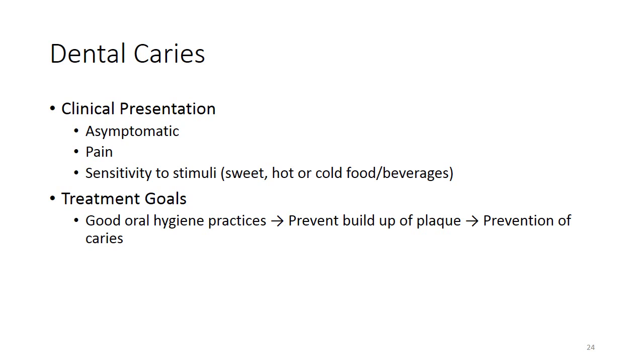Carious lesions start slowly on the enamel surface and initially produce no symptoms. Once demineralization progresses to the softer dentin, the carious lesion becomes clinically or radiographically evident. Patients may now experience pain and sensitivity to stimuli or chewing. If left untreated, the dental pulp can become damaged and eventually necrotic. The goals are to promote good oral hygiene practices, which will prevent the buildup of plaque and the development of caries.